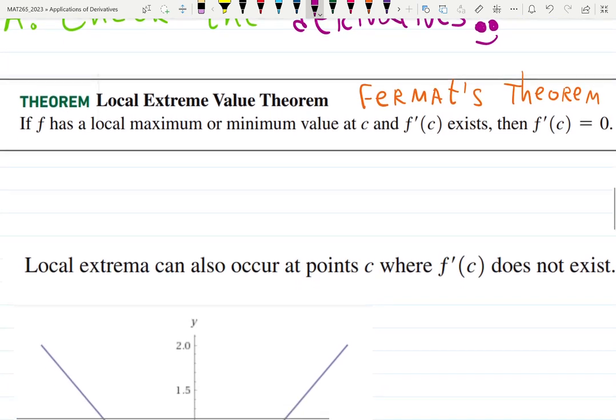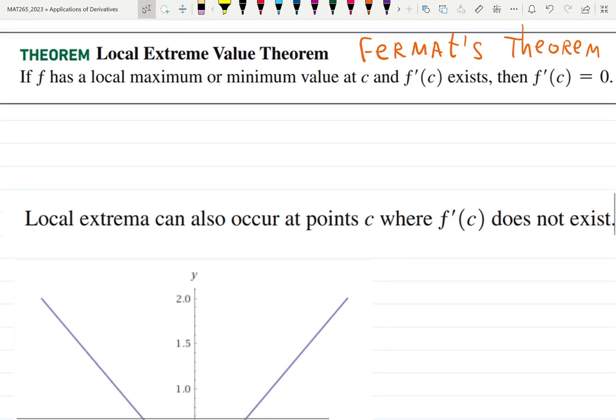Local extreme value theorem. It's also called Fermat's theorem. Fermat's theorem says, if there is a local max or min, it should be where the derivative is 0 or does not exist. Well, let's talk about 0 for now. So we don't have to look everywhere. Just find the derivative, find where it hits 0, and that's where your max or min might be.